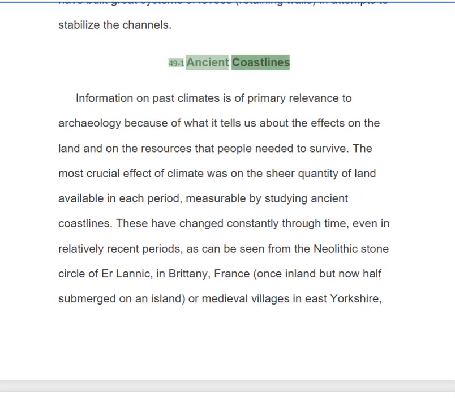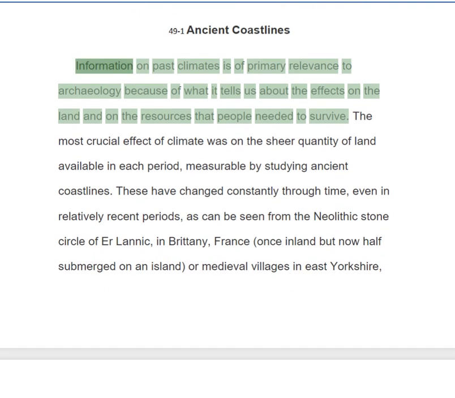49 to 1 Ancient coastlines. Information on past climates is of primary relevance to archaeology because of what it tells us about the effects on the land and on the resources that people needed to survive.